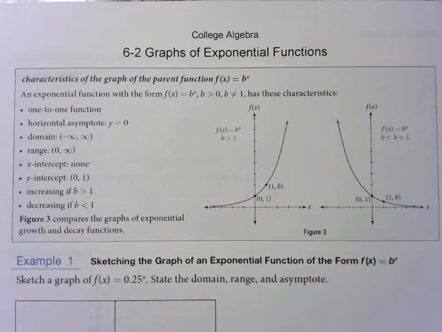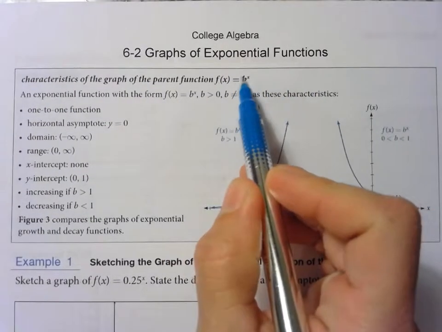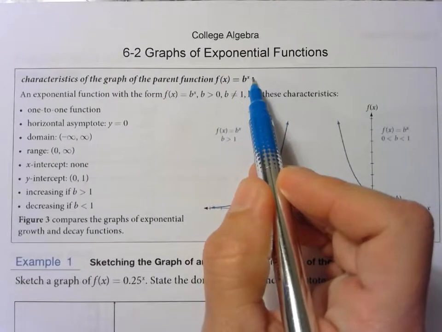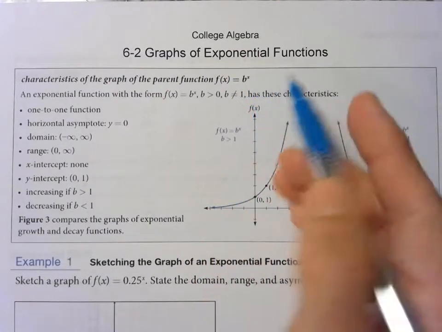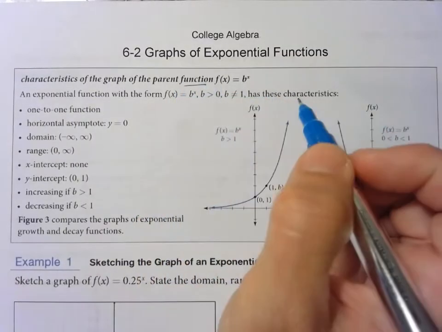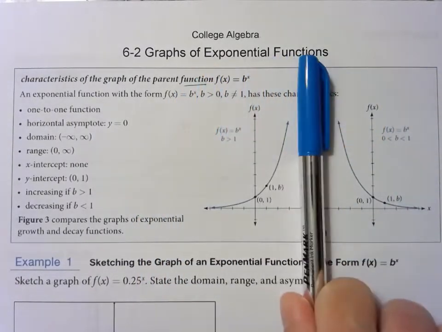So in the last section, we were introduced to exponential functions. I just want to talk about a few characteristics of the graph of an exponential function. You remember that this is the form, you have some base raised to the x power. So the very first thing you should know is this is a function. It does pass the vertical line test.